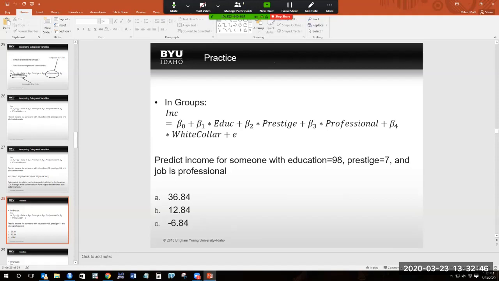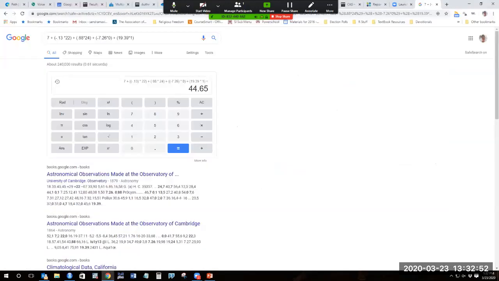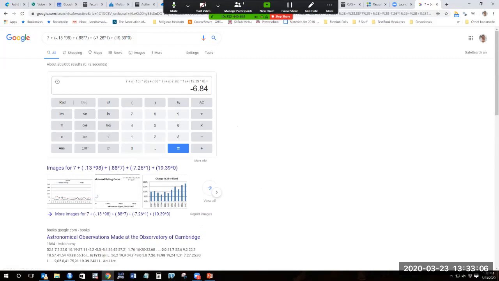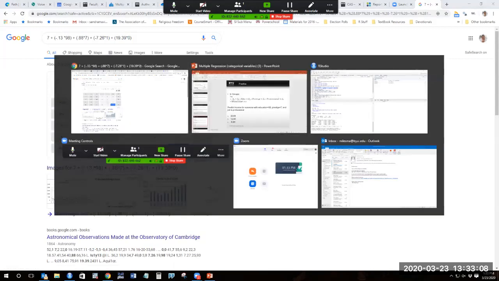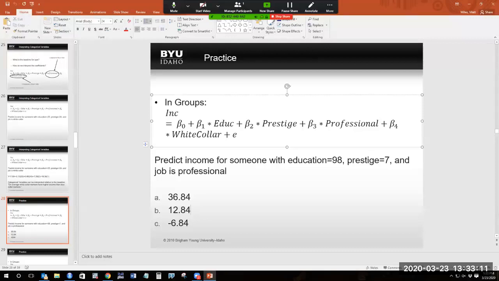So this says predict the income for someone. Education's 98, prestige is 7, and it's professional. So in Google, I change this to 98, prestige is 7. The job's professional, so this becomes a 1, and this becomes a 0. And so in that situation, we predict negative income, which is hopefully exactly what we'll find there.